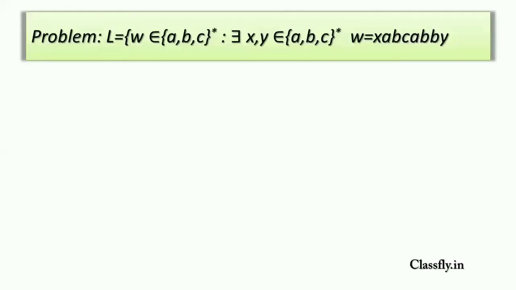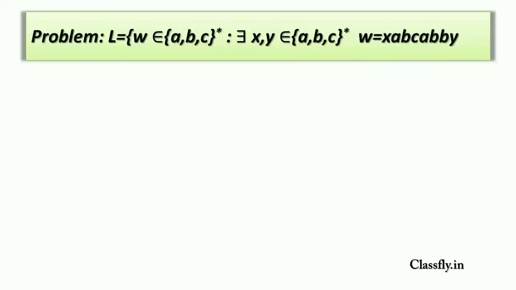So the next problem states that L equals W belongs to (A, B, C) whole power star, that is, 0 or n number of A, B, C's can be used. There exist X, Y which belong to (A, B, C) whole power star, where W is equal to X, A B C, A B B, Y. So this is the string which the NFA transition diagram is to read. So let's see how the transition diagram works.